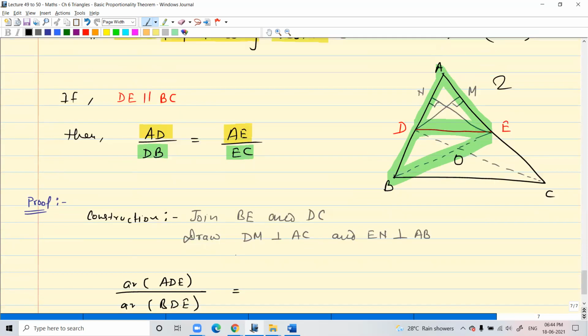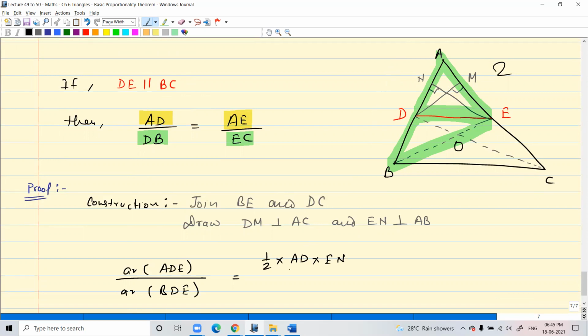So for triangle ADE, what can I say? It will be half into base into height. So of course I would want to keep the base as AD, right? I need AD by DB. So I will keep the base as AD and height will become EN, correct?